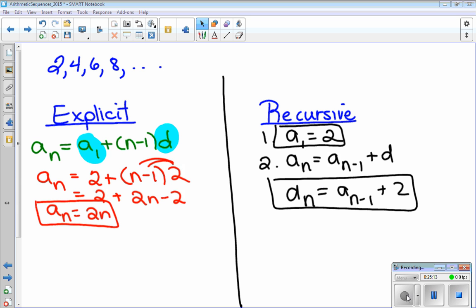Question? What I have highlighted is the answer. Or what I have boxed in would be the recursive formula. Okay? All I needed to do, and this is kind of what April is saying, D is 2. So I just plugged in a 2. How did I get 2? Because I add 2 every time to get to the next number.